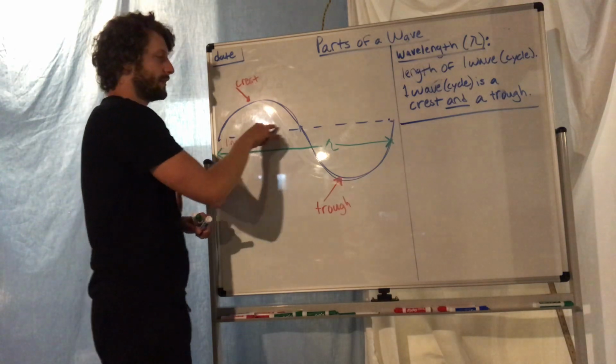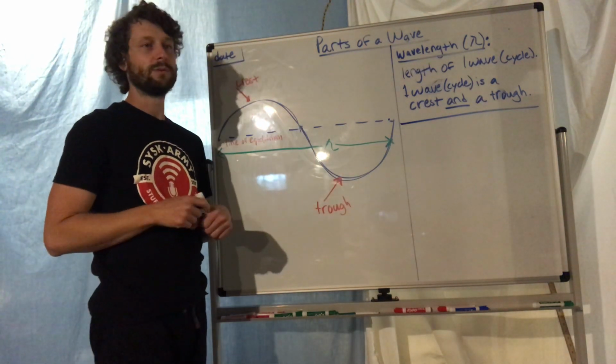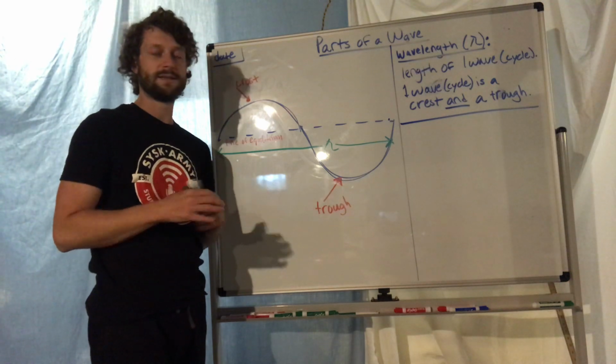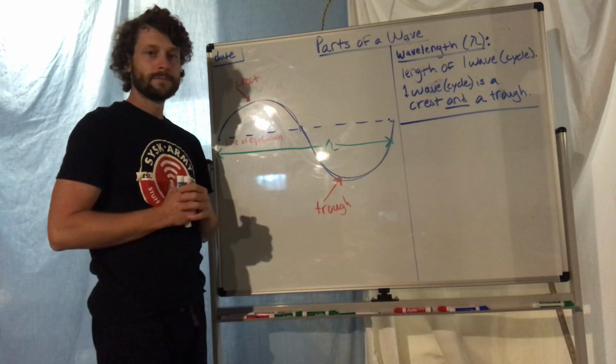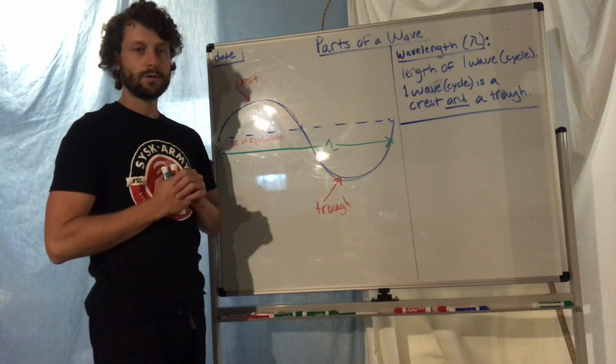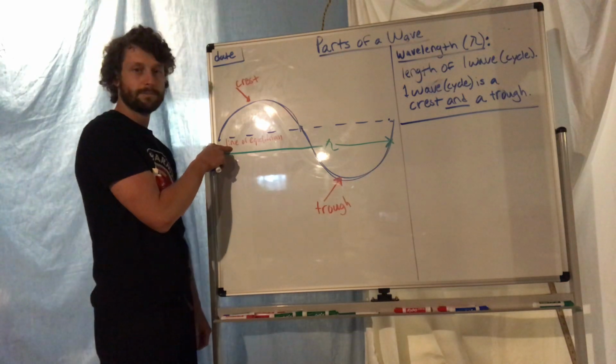There's also this dotted line that goes through the center, and that's called the line of equilibrium. And what that represents is, if there wasn't a wave moving through this water, that would be what the water level looks like, right at that dotted line. It's called the line of equilibrium. Okay?